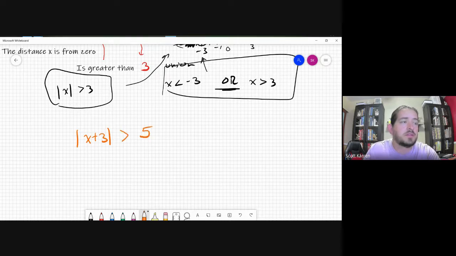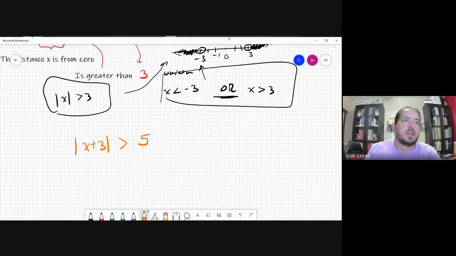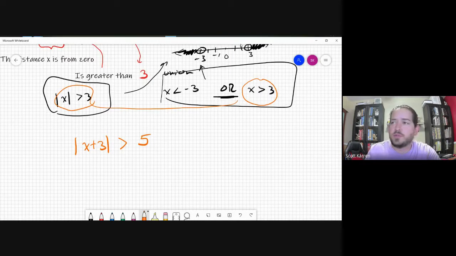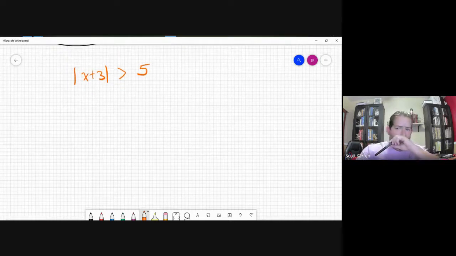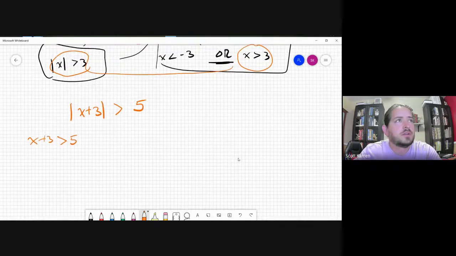Right? This turns into two equations. This one on the right here looks basically the same as this, but the absolute values have been removed. That is the first step, I'm going to write that one. And so this becomes x plus 3 is greater than 5.